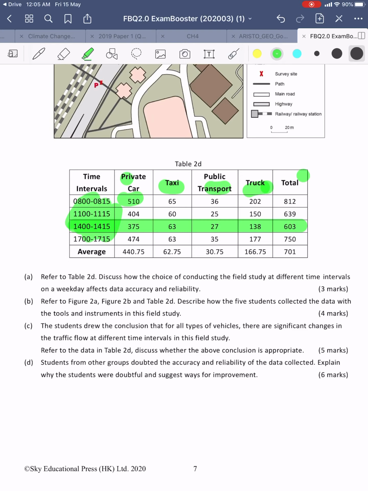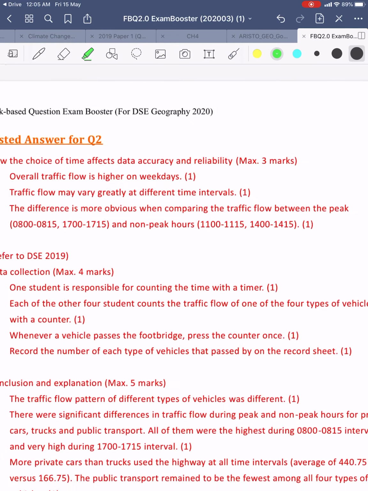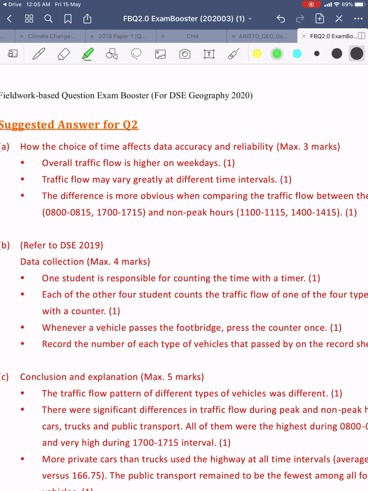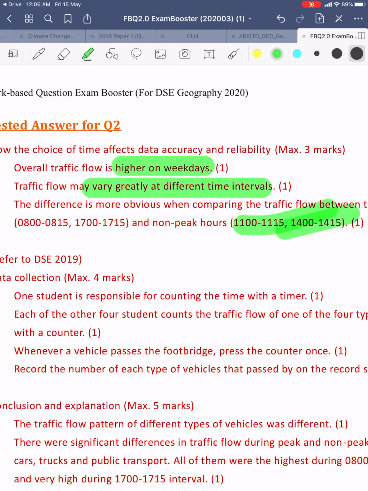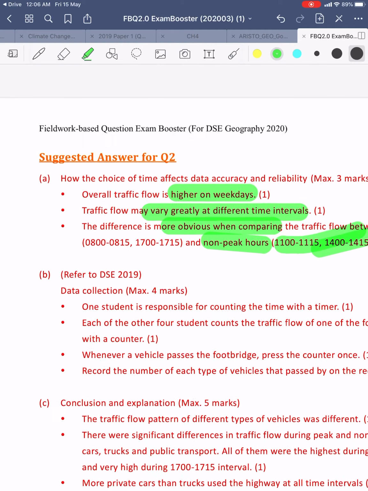Also, if we are just going to count these few types of transport, is it enough? It's not quite enough, to be frank, because trucks can be divided into container trucks and the truck itself, public transport can be divided into bus and minibus, and private cars can be of different types, for example Hong Kong ones or transboundary ones. So what can we do? The traffic is higher on weekdays, but varies greatly in different time intervals, as you can see in the low peak level. So we should better identify which is the peak level and which is the low peak hours. It is easier.